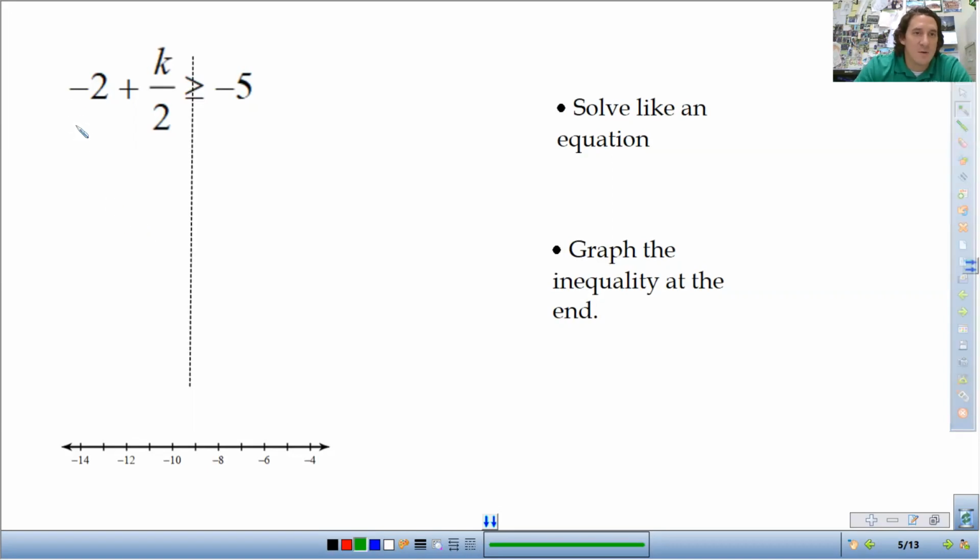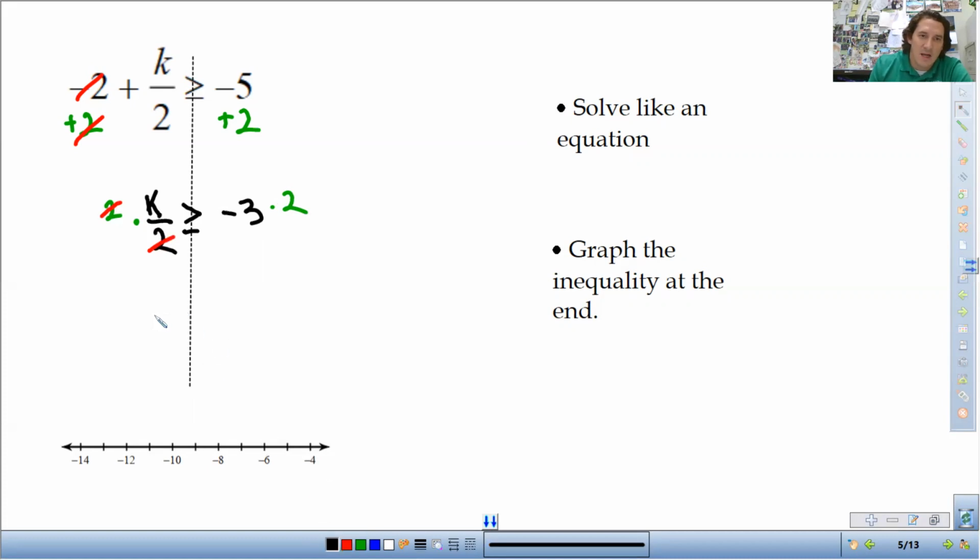So I'm going to eliminate this -2 by adding 2 to both sides. -2 plus 2 is 0, so that cancels out. So I have k divided by 2 is greater than or equal to -5 plus 2, which is -3. Remember, k over 2 means k divided by 2. I'm going to multiply both sides by 2 to eliminate the 2 on the bottom. So times 2 divided by 2 cancels out, and I get k is greater than or equal to -3 times 2, which is -6.